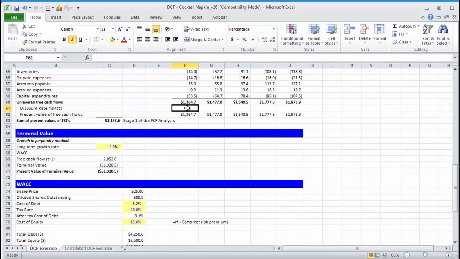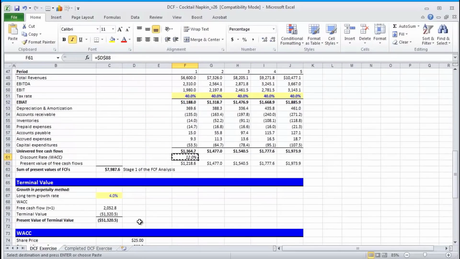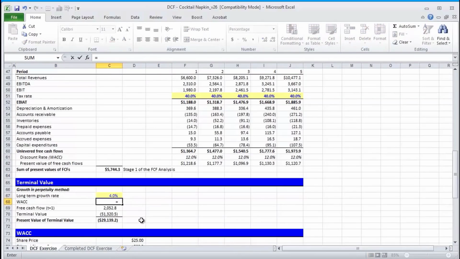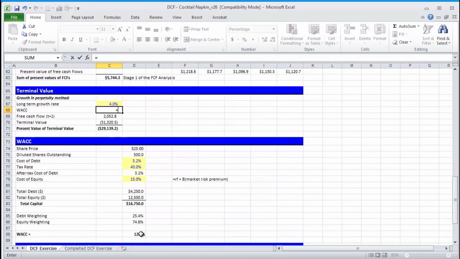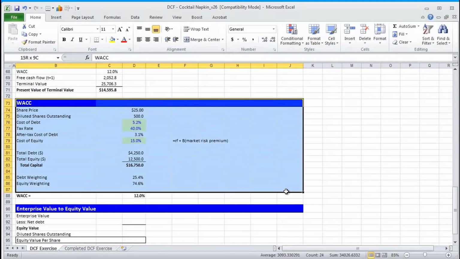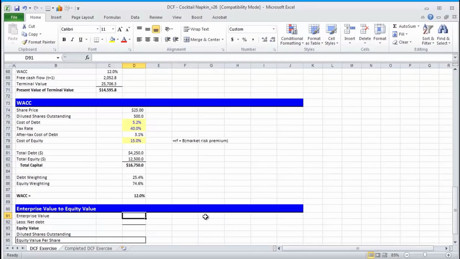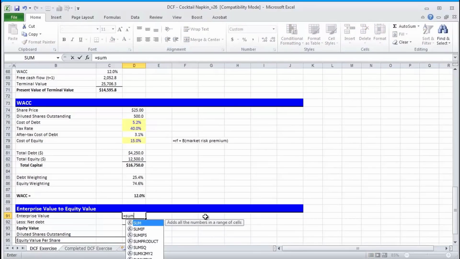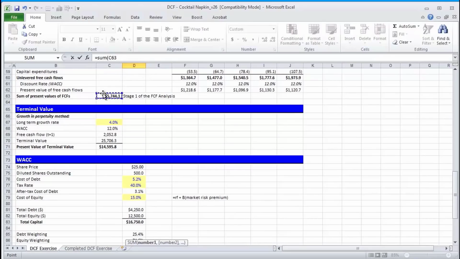Now, if we go ahead and link that into our model, you'll see that our cash flows will start to update with the appropriate present values because we've now inserted the discount rate. And now we're going to assume that WACC doesn't change in the terminal value period. For the terminal value, we're going to use 12% again. And again, our stage two has now been updated with the correct present value. So now that we've actually calculated WACC and brought that into the model, we could go ahead and calculate enterprise value, which is the sum of our stage one plus stage two.